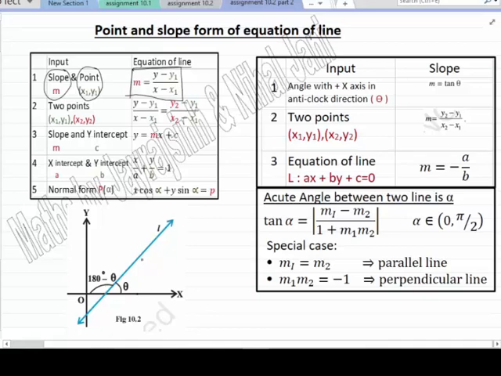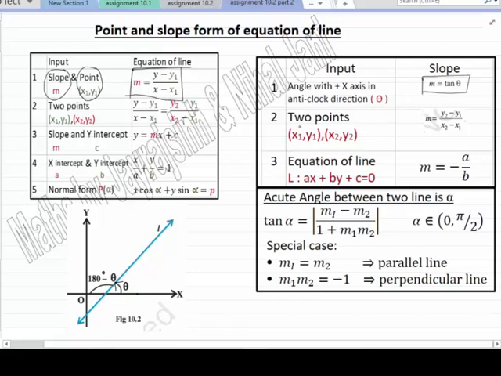Actually, slope is the tan of the inclination of line L with the positive x direction in the anti-clockwise direction. Let's consider the line L. It has angle theta in the anti-clockwise direction with the positive x-axis. Then the slope of that line will be m is equal to tan theta. So this is the first useful formula to find the slope.